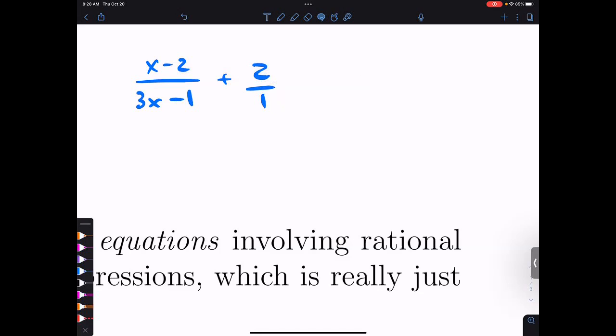What we need is a common multiple for this thing and this thing, right? It doesn't really matter that it's 3x minus 1. What if it was just 3? What would the smallest common multiple for 3 and 1 be? 3, right?